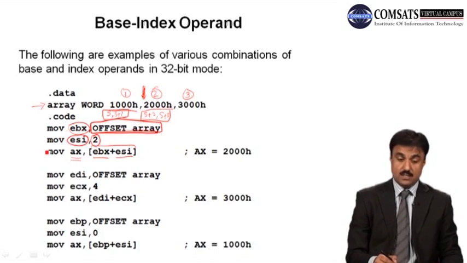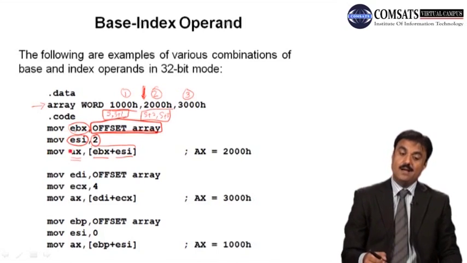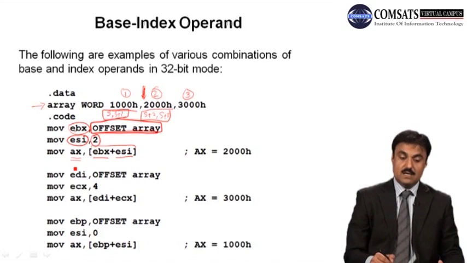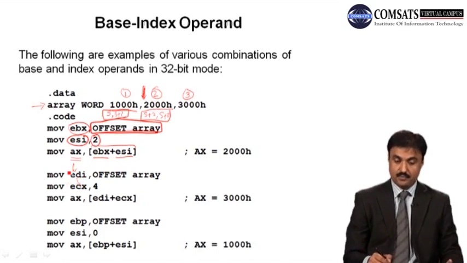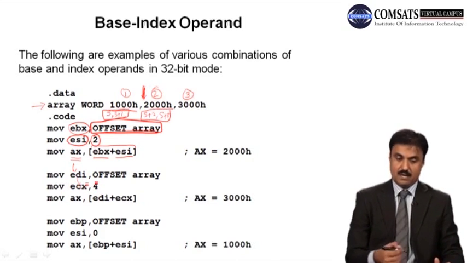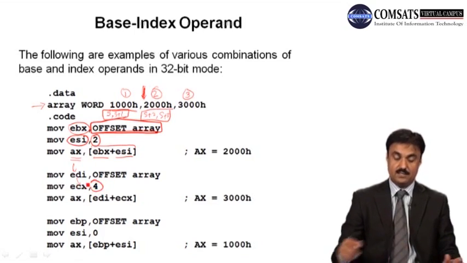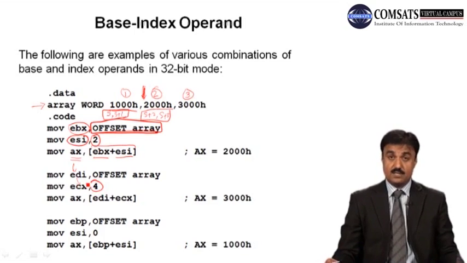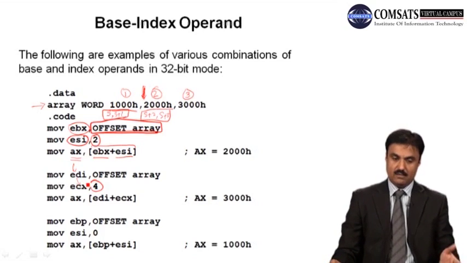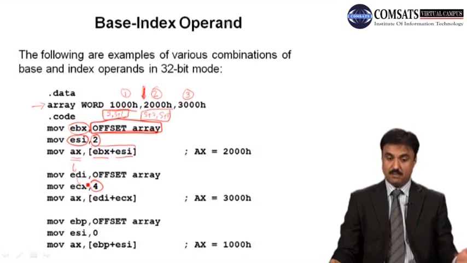However, the main thing to note here is that we are using EBX and ESI. In the next example, you can see we are using EDI and ECX. EDI is one of the registers we are using, and it holds the base address, just like EBX. ECX here is the index register, which is 4. So we are skipping 4 bytes from the base, and after 4 bytes we are going to access the value.